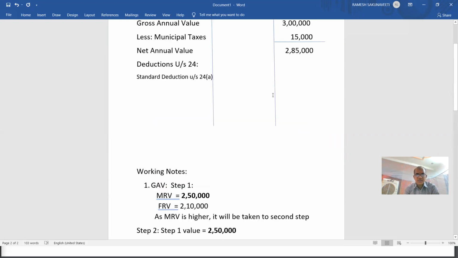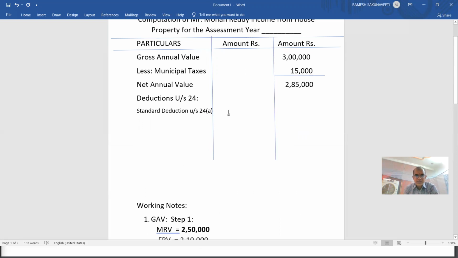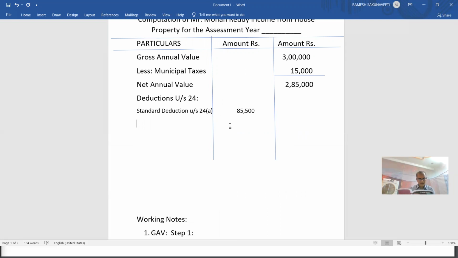Okay, 85,500. In the inner column, you take it. Next, read the problem again. He incurred other expenses after municipal taxes, if you continue to read: repairs 4,000, insurance 1,025, and interest on loan to purchase the house 42,000.